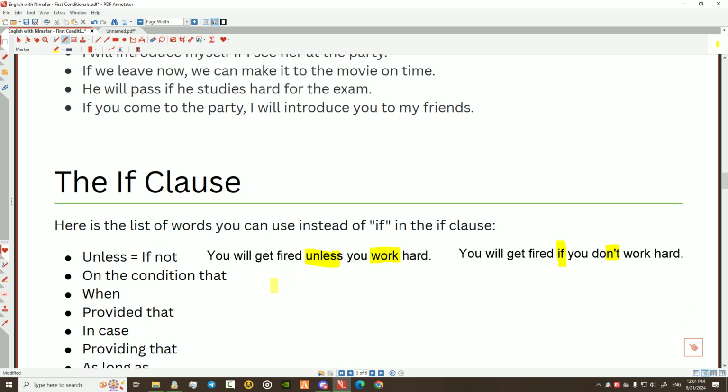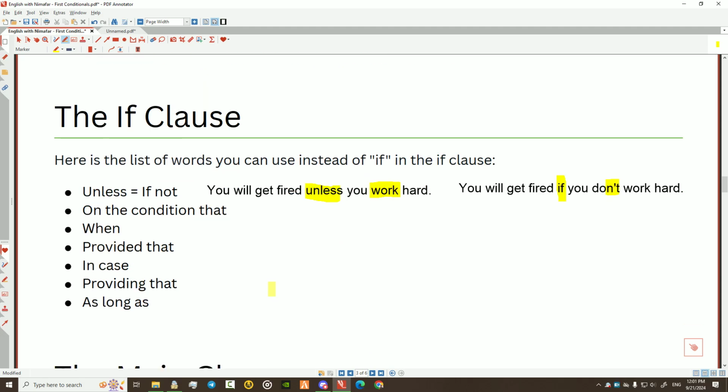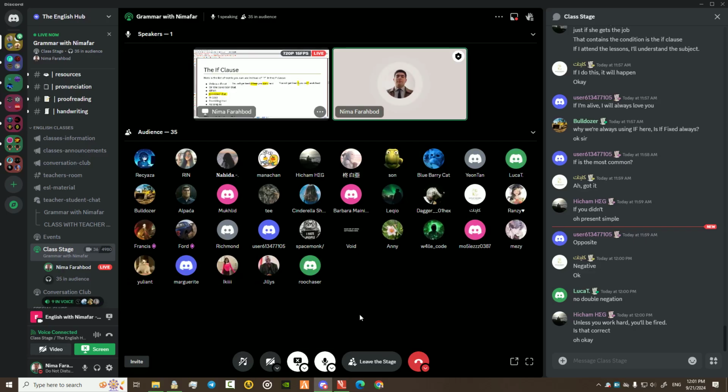When we said, for example, you can watch TV when you finish your homework. Provided that, this is interesting, or providing that, the same. It means you need to do something for that. For example, provided that you give me the money, I will, for example, buy a car. Provided that you give me some money, I will buy a car. It means if you do that, if you pay me the money, if you give me the money, I will buy a car.